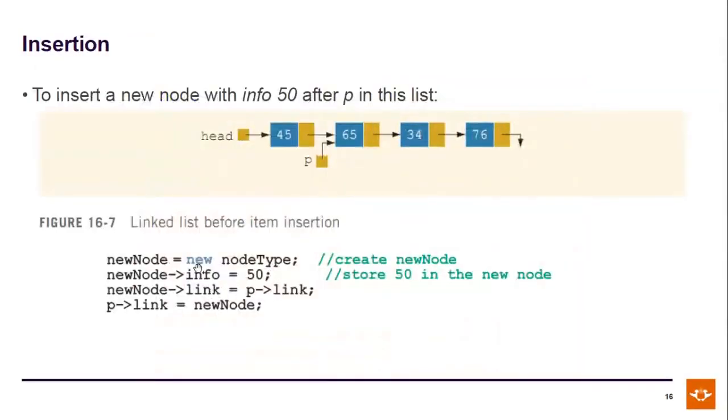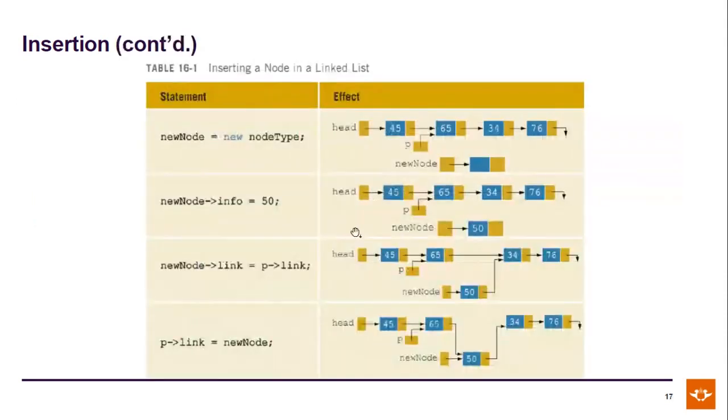But basically, just to quickly discuss the rest of the code, node link is p link, right? And now, because I've made node link p-link, I make p-link new node. What I mean is that I'm just making this point to my new node. So my new node will basically be between 65 and 34. And then here's a diagram.